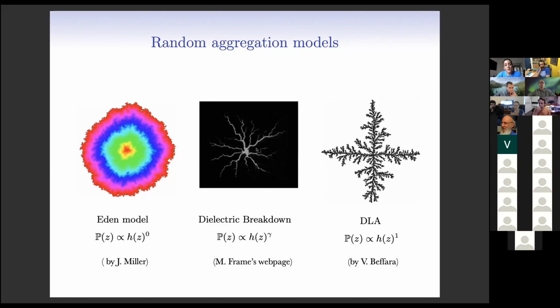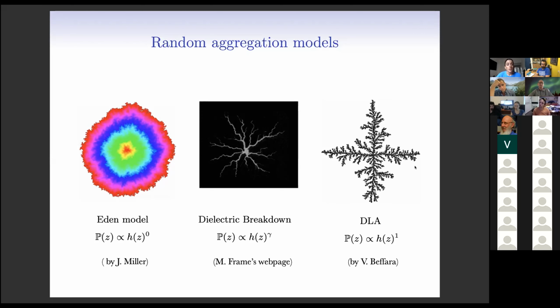And you can interpolate between these two models by aggregating according to a fractional power of the harmonic measure on the cluster boundary. And these are called dielectric breakdown models. So you can see that these models are easy to define. You just prescribe the probability measure that you use to choose the next aggregating location. But the large scale structure of these clusters seems to depend on the underlying graph. For example, in the Eden model, we can see that the cluster looks a bit more stretched in the preferential directions of the underlying graph, but this is very evident in diffusion limited aggregation.